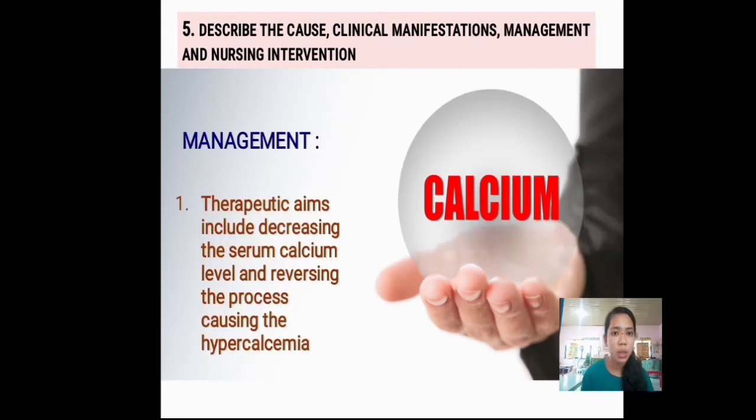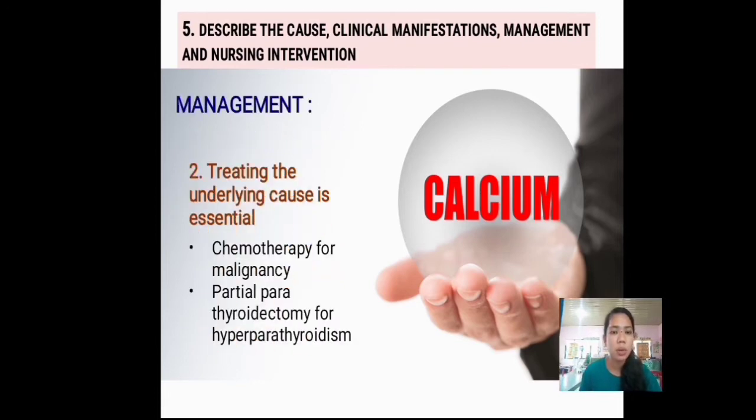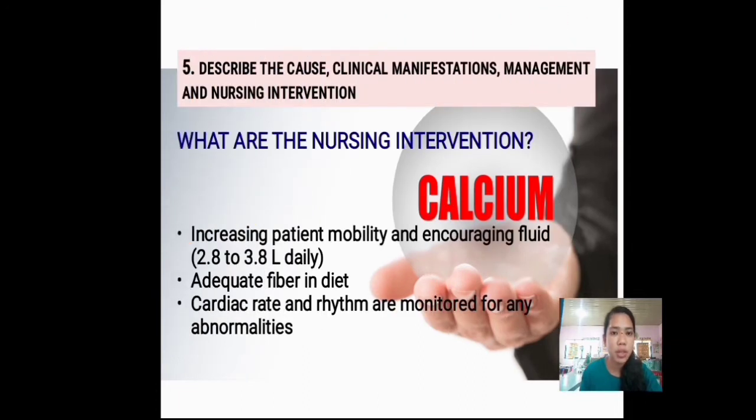In management, we need to decrease the serum calcium level, which in return corrects the hypercalcemia. Number two is treating the underlying causes. For example, we need to use chemotherapy to treat the malignancy, and also a partial parathyroidectomy for the hyperparathyroidism. So, what are the nursing interventions? We need to increase the mobility of the patient and encourage the patient to take fluid, 2.8 to 3.8 liters of water daily. We also need to have the patient take adequate fiber in the diet, and monitor the cardiac rate and rhythm for any abnormalities.